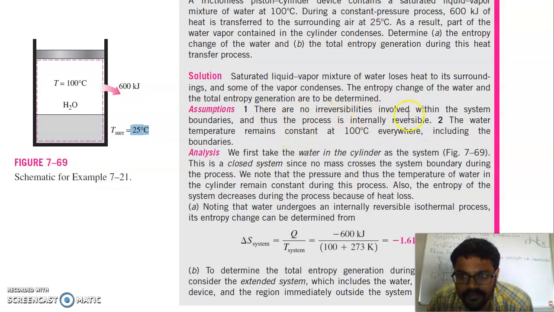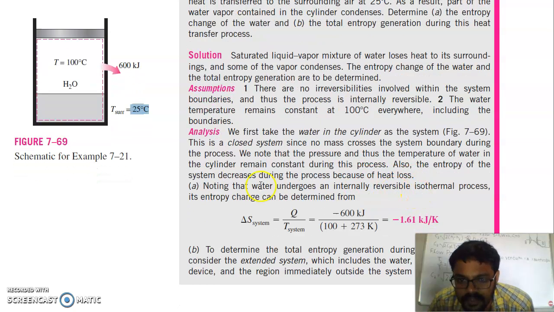So there are no irreversibilities involved within the system boundaries, and thus the process is internally reversible. The water temperature remains constant at 100 degrees Celsius everywhere, including the boundaries. So we must take the water in the cylinder as a system. This is a closed system, since no mass crosses the system boundary during the process. We note that the pressure and the temperature of the water in the cylinder remain constant during the process. Also, the entropy of the system decreases during the process because of heat loss. So system entropy will decrease and your surrounding entropy will increase.